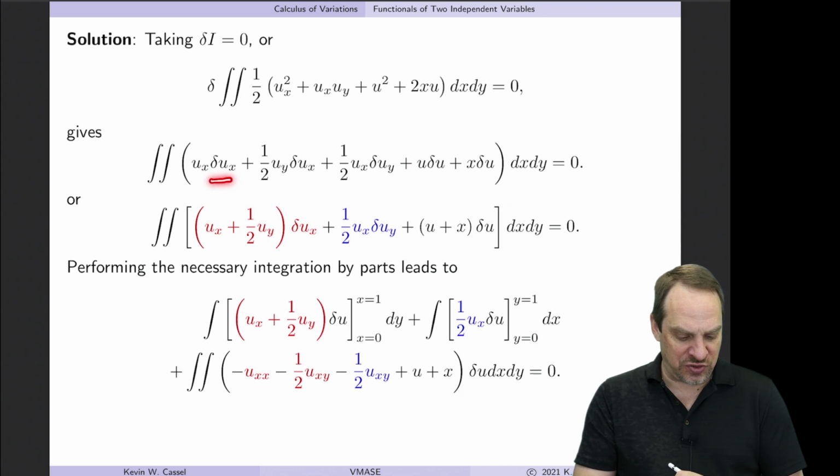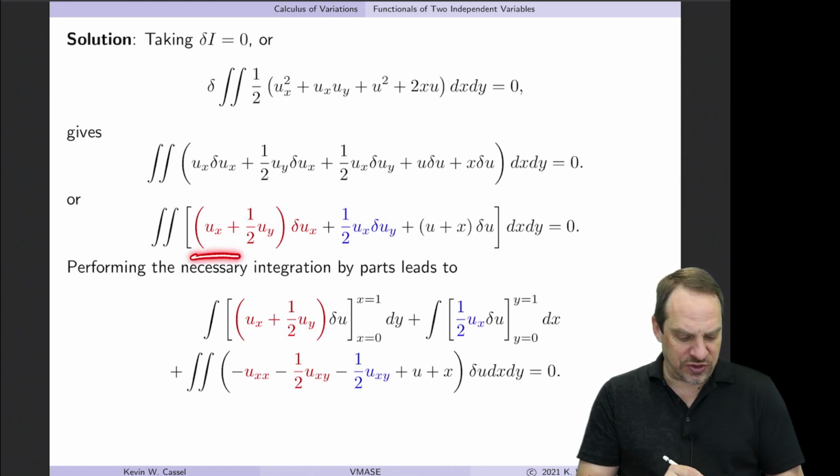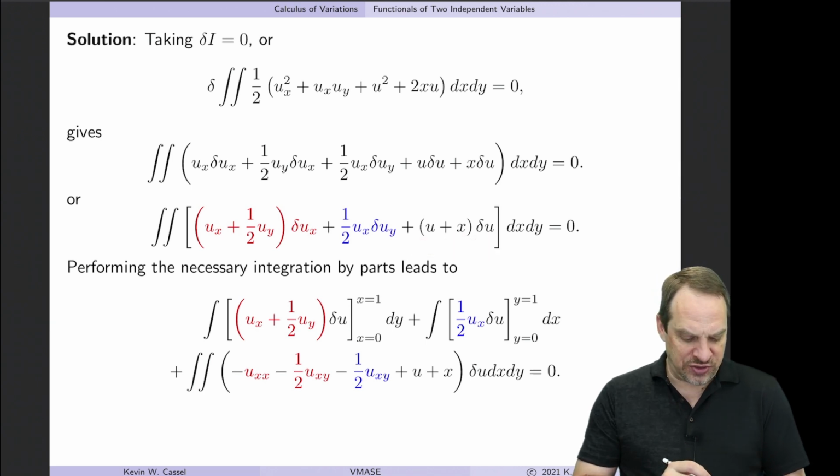So we have a variation of u sub x here and here. We have a variation of u sub y here. And we have a variation of u here and here. So we pull together everything multiplied by each of the variations. These are the terms multiplied by the variation of u sub x. This is multiplied by the variation of u sub y. And this is multiplied by the variation of u. So let's take a look at each of these 3 terms.